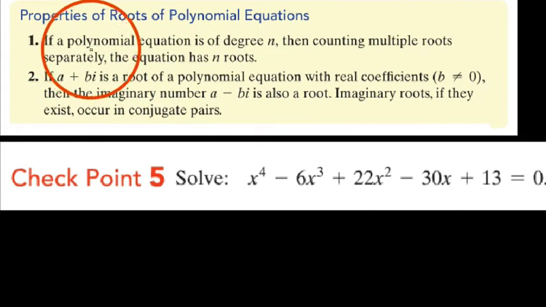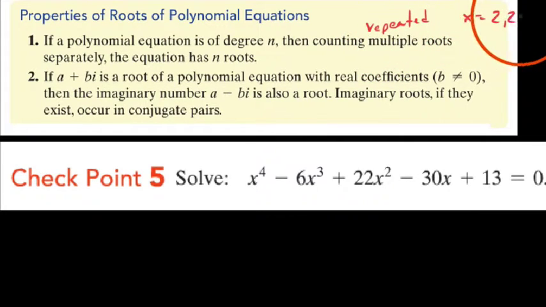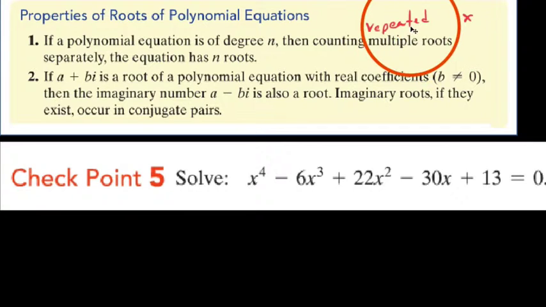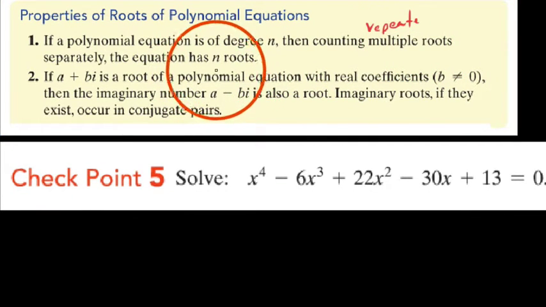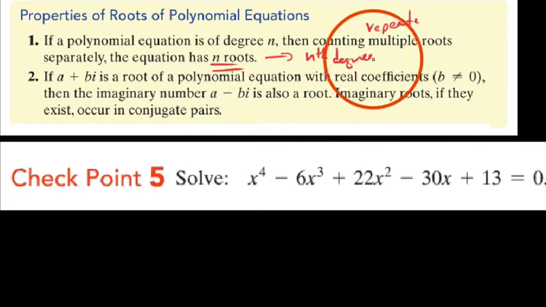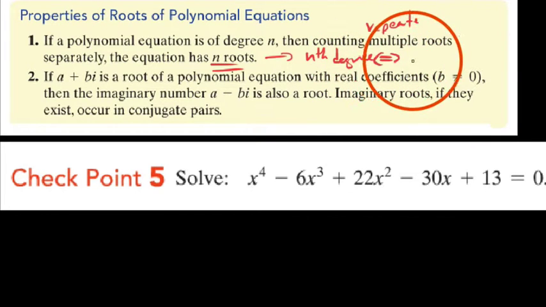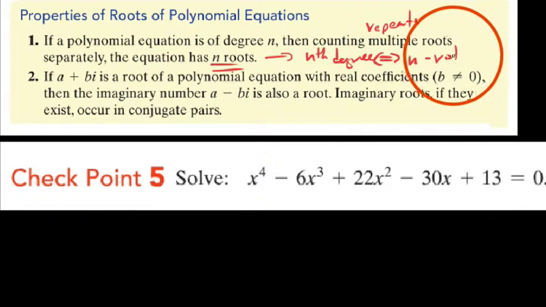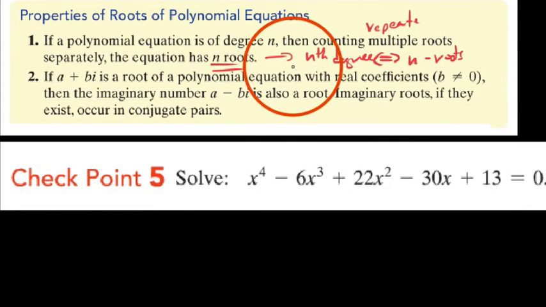Basically it says if a polynomial equation is of degree n, so we have an nth degree equation, then counting multiple roots, we're going to write this here, repeated roots. Then counting repeated roots, I mean like you could get, say, 2 as an answer 3 times in a row. You would count those separately. But basically, counting multiple roots separately, an nth degree equation has n roots. So basically, the implication here is that nth degree implies n roots, or solutions, or zeros or x-intercepts, basically, okay?